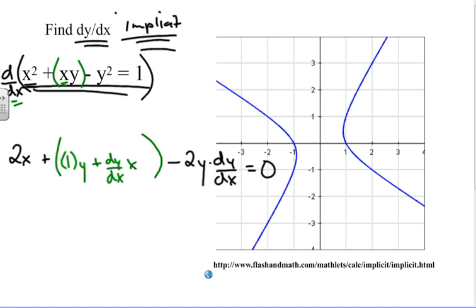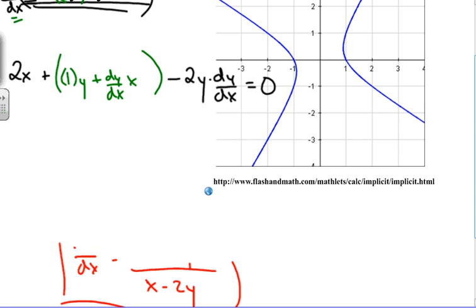Now, once we take our derivative, now we need to solve for dy dx. Make sure you do that. Solve for dy dx. So we're going to take all the non-dy dx's, and we're going to segregate. It's okay in this case.